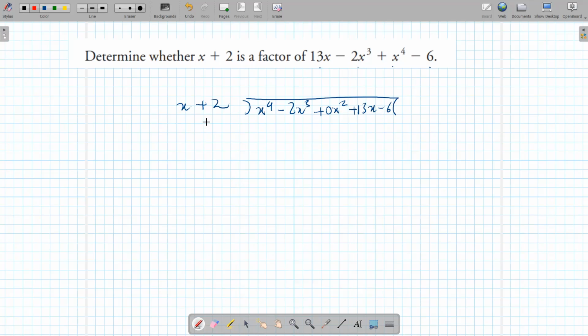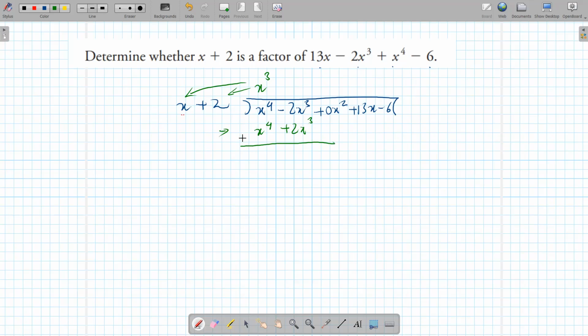Now from here, we ask ourselves, how many times does x go into x to the 4? And it is not 3x. It's x to the power of 3. Exactly right. And once you get this, you multiply both terms with x to the power 3. So x to the power 3 times x is x to the 4. x to the power 3 times positive 2 is positive 2x cubed. Like that.